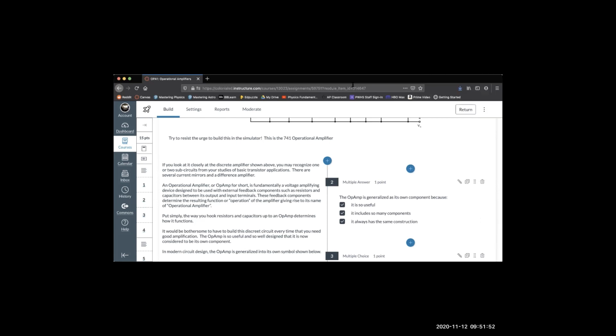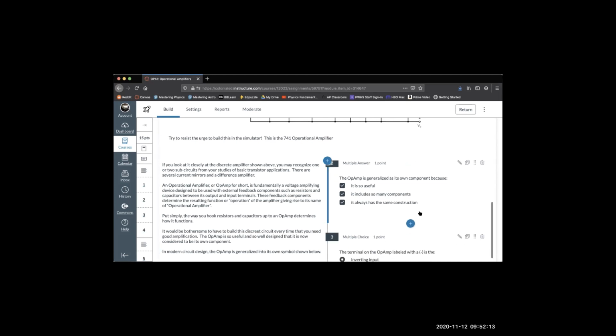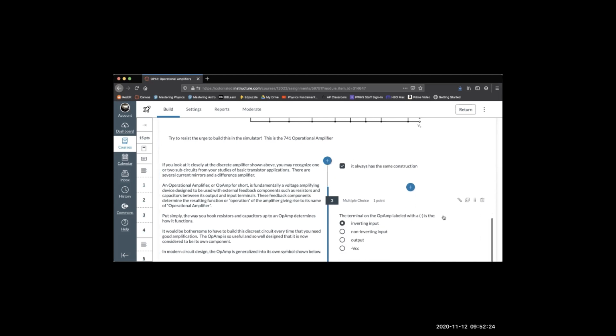Question number 2, the op-amp is generalized as its own component because all 3 of these things are true. Op-amps are extremely useful because they're so well designed, and there's all those little components and whatnot. So we stick all those little components in one package, and then we don't have to worry about all the parts. Always has the same construction, that's true. So you can just pack it up and be done with it. You never have to fiddle with what's going on inside. And all of that is talked about here in the little texty part.